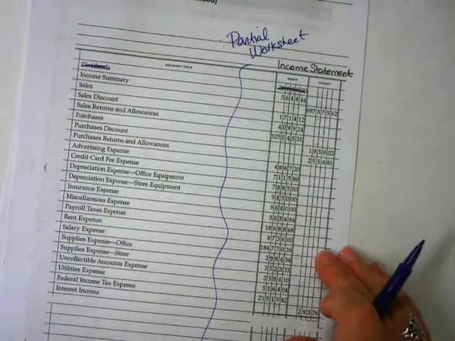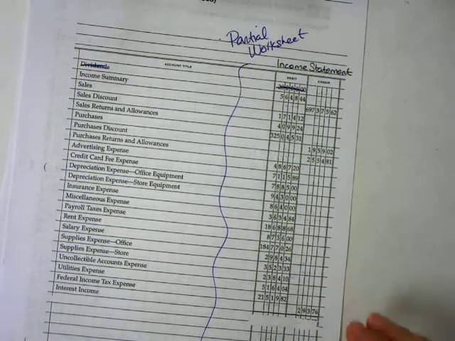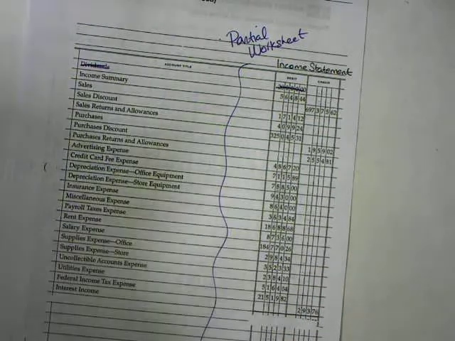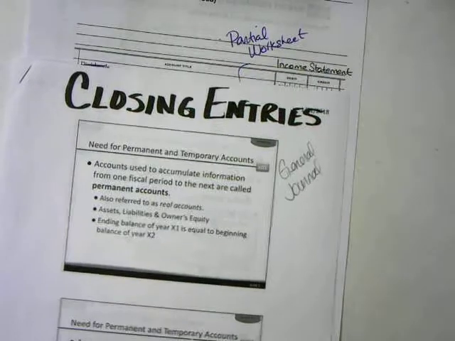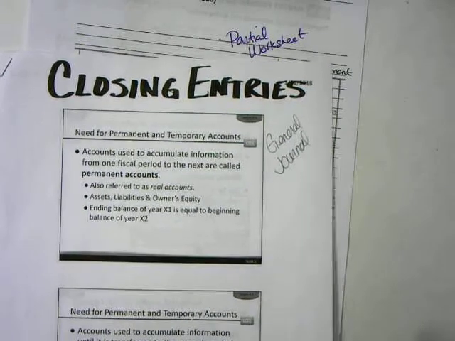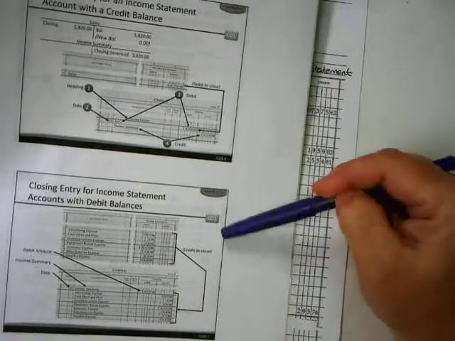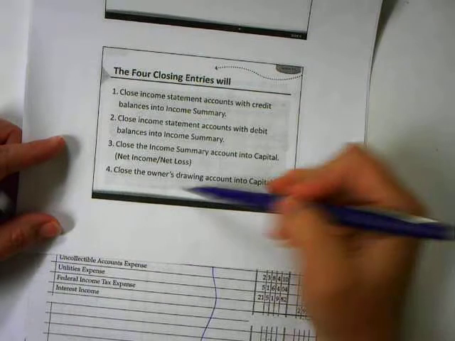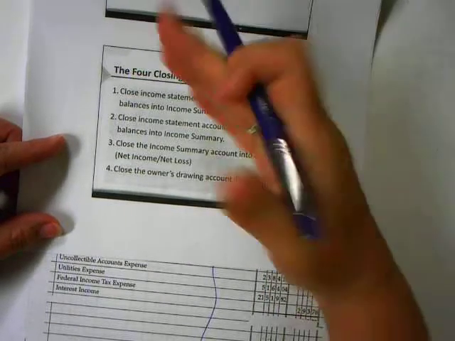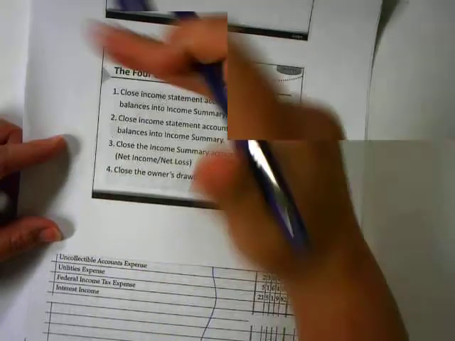Okay, we're going to use the income statement columns to complete our closing entries. So you also should have pulled out your closing entries notes packet from back when we did this. And there are some pictures as to what closing entries should look like. But the big thing I want you to see are the 4 closing entries, because these are the 4 entries that we have to create in this order.